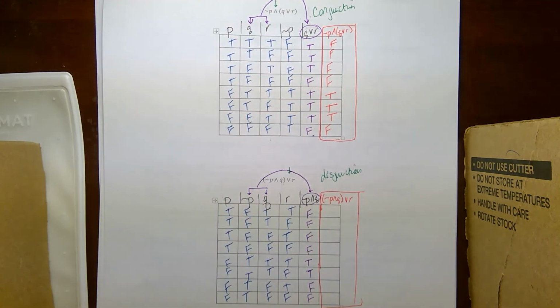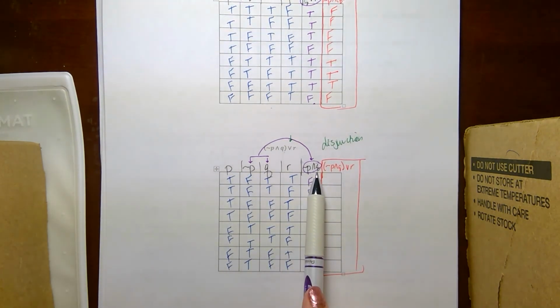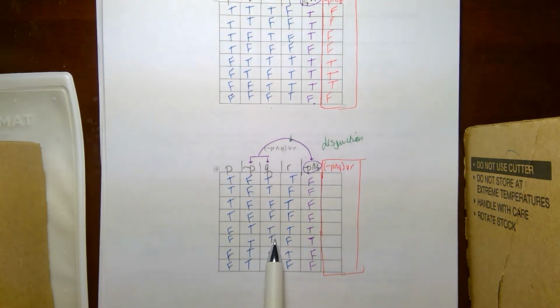Okay, let's look at the second truth table. To get what was in parentheses, this conjunction between not P and Q, I just look at those two columns, the not P with the Q column. It's a conjunction. I'm interested in where they're both true. So I look through here and I see they're both true in these two cases, 5 and 6, and they're false in all the others.